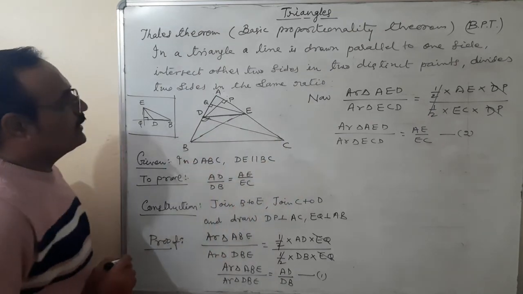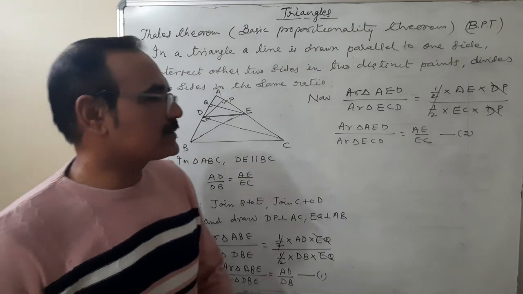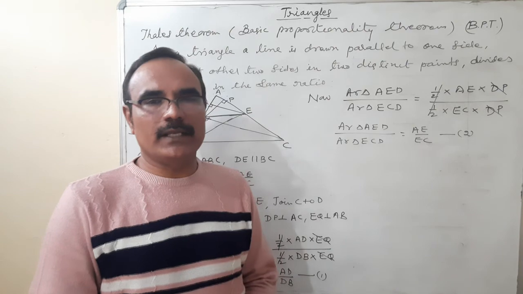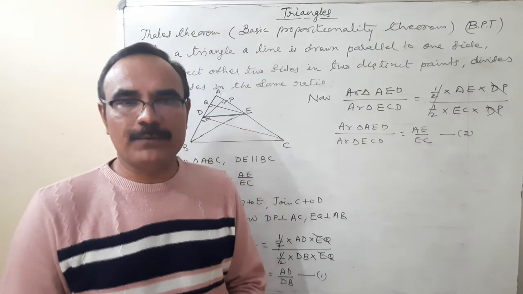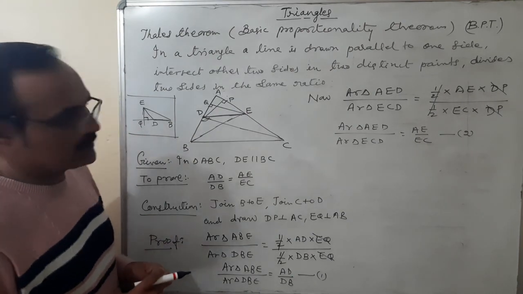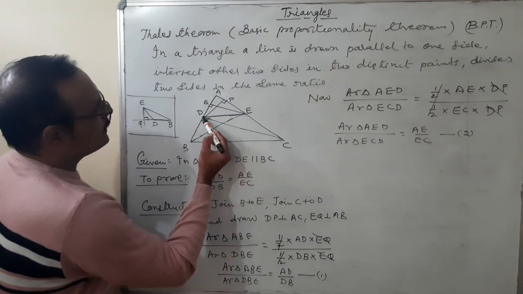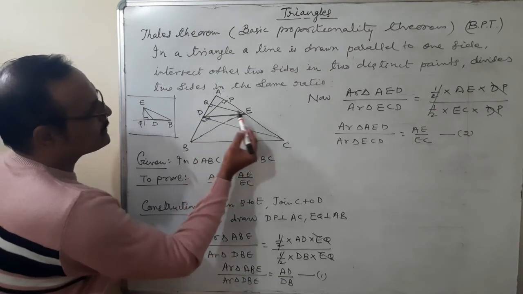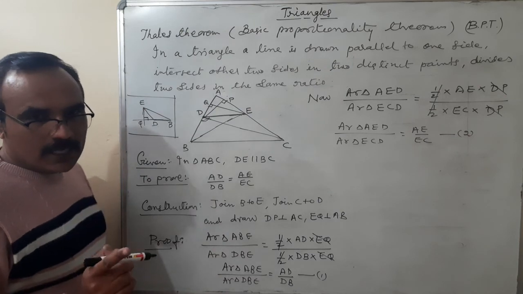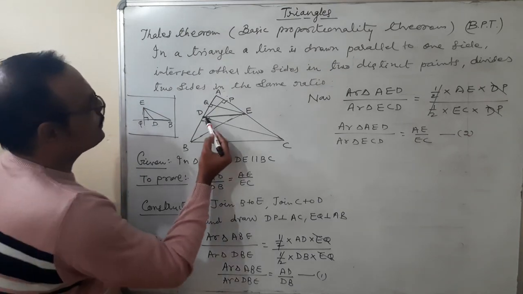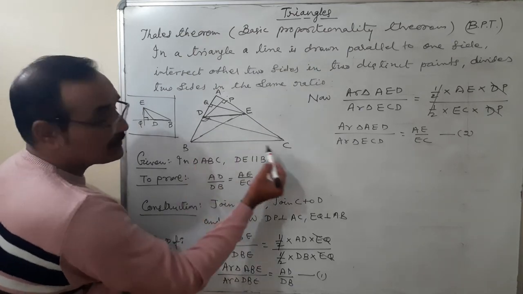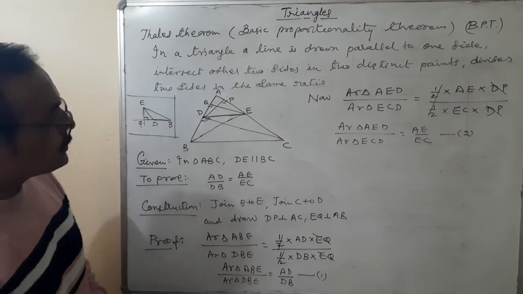I think you have remembered that in class 9 we studied a theorem that two or more triangles are equal in area if they are on the same base and between the same parallels. And here is the same situation. One triangle is DEB and the second triangle is DEC. They are equal in area because they are on the same base DE and between the same parallels, DE and BC. So what does it mean?